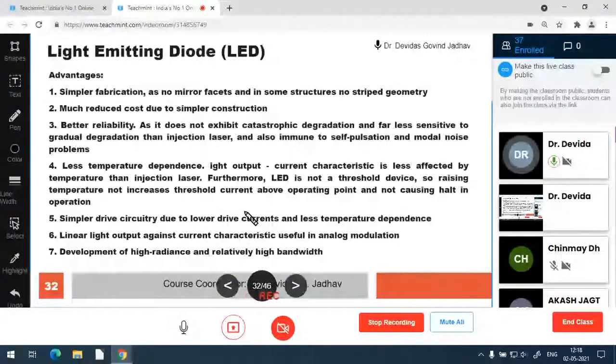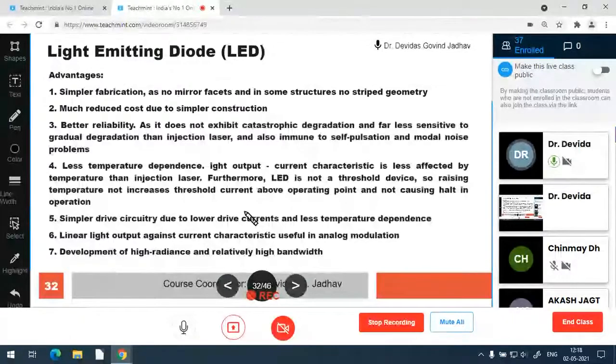Second, much reduced cost due to simple construction. LED construction is simple, just to make the PN junction device. That is LED, so it is much reduced in cost. Why? Because the simple construction is there.